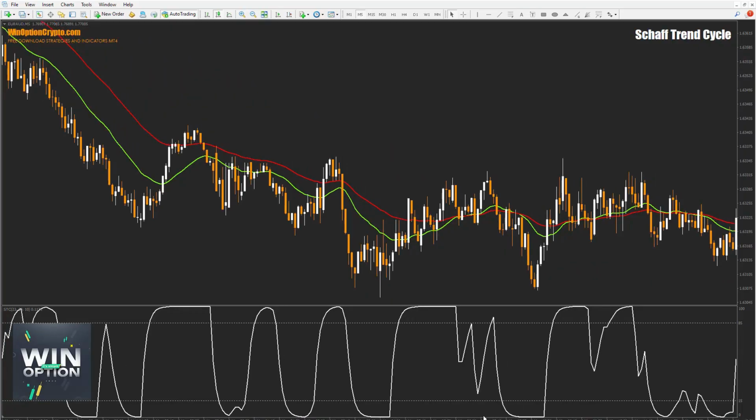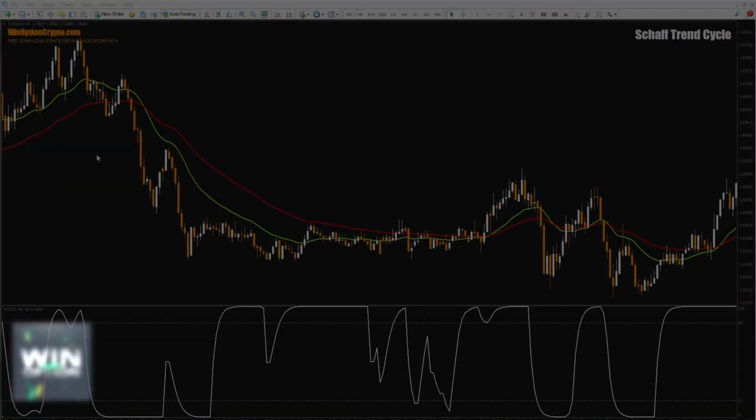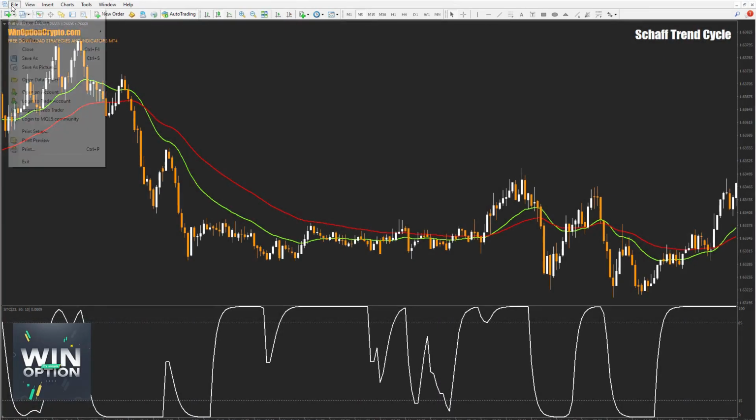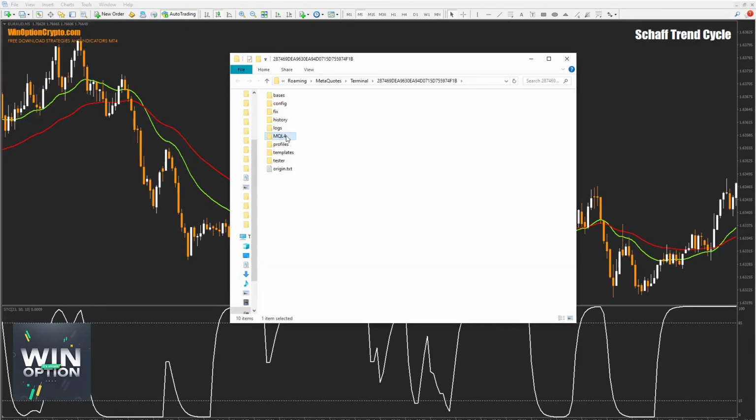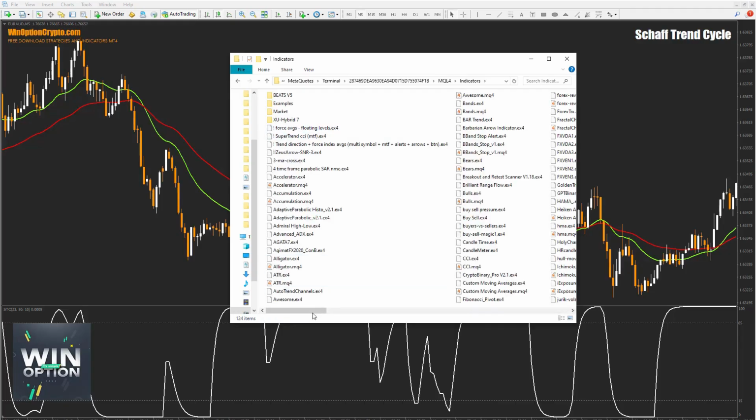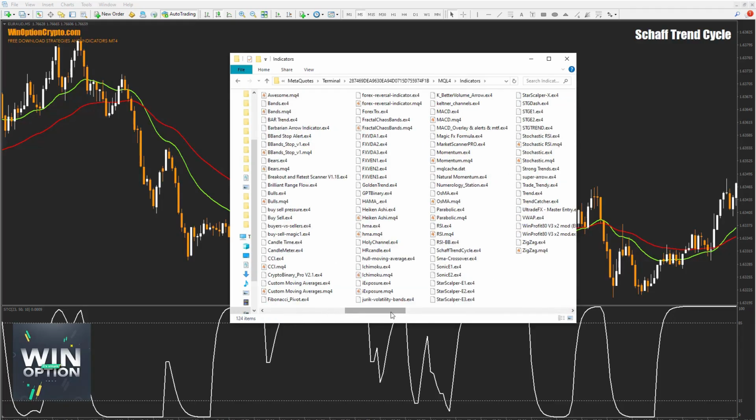Let's install the Schaff Trend Cycle indicator in the MetaTrader 4 terminal. This indicator and template with all settings are installed in a standard way. The link to download the archive with this indicator, as well as instructions for installing it, can be found in the description under this video. Now let's look at the operating principle and key settings of this tool.